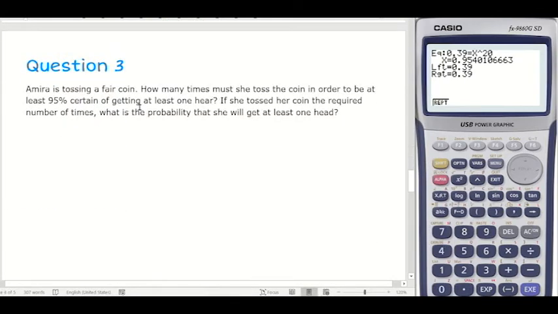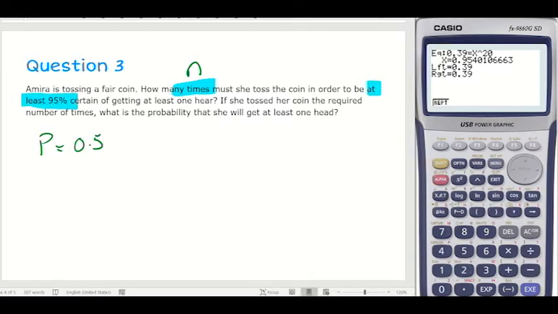Okay, question 3. Tossing a fair coin. So when we've got a fair coin, we know the probability of getting a head or a tail is 0.5. And we're being asked how many times, so we've been asked to find n, the number of times, and they want to be at least 95% certain of getting at least one head. Oh, and that should say head. Sorry, bad typing skills.